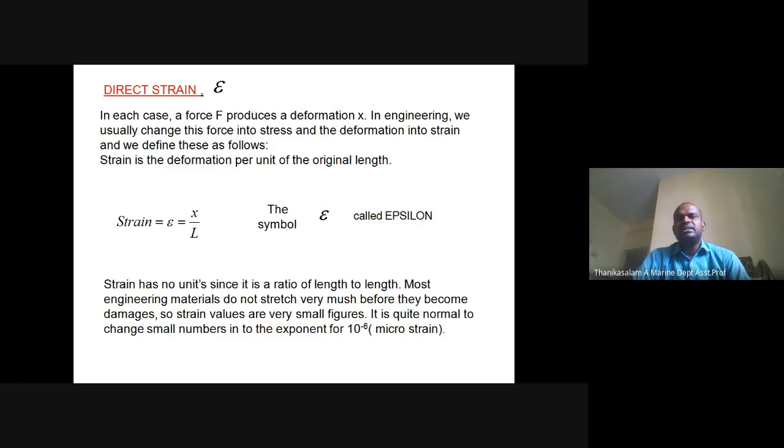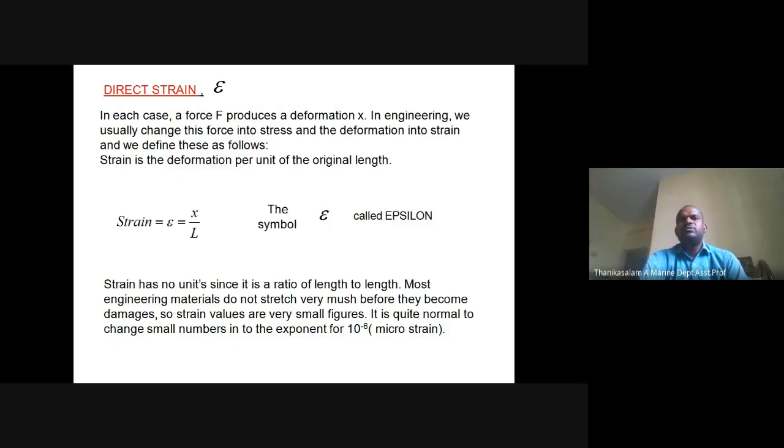Correspondingly, whenever stress is acting on the body, the corresponding strain will be there. Whenever load is applied, the body gets deformation or elongation. That is the standard: for any body, if force is applied, based on the load, it is shortening or elongating. Here, see, in each case, a force F produces the deformation x. In engineering, we usually change the force into stress and the deformation into strain, and we define these as follows.